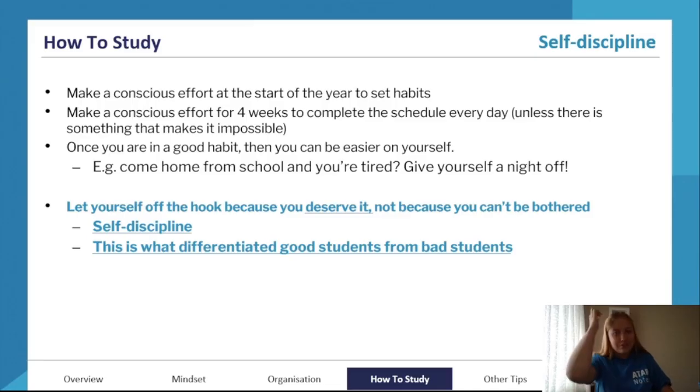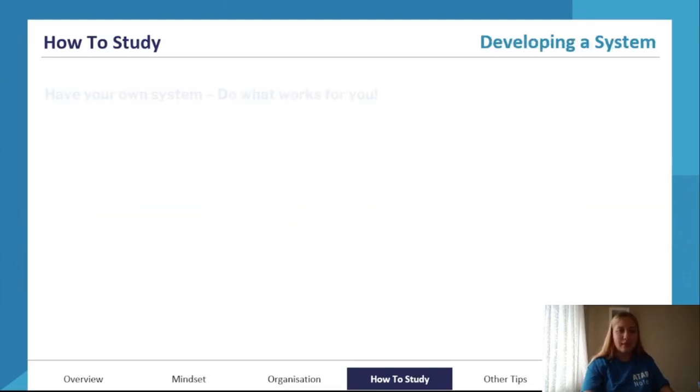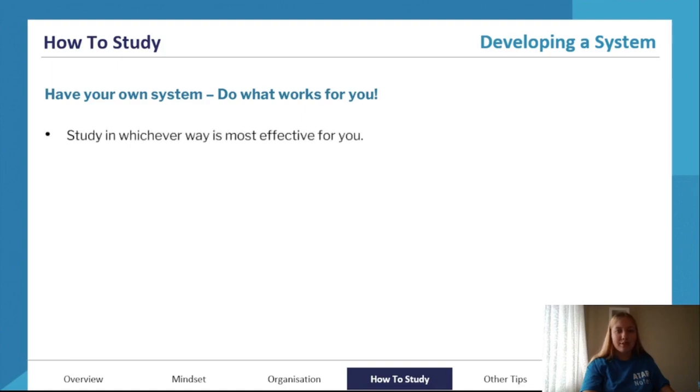So letting yourself off the hook because you just deserve it is the right thing to do, and that's the self-disciplined thing to do, and not because you can't be bothered, or it's too draining and you feel a bit lazy. This is what differentiates good students from bad students. That self-discipline is the most important thing. And having a system, doing what works for ourselves.